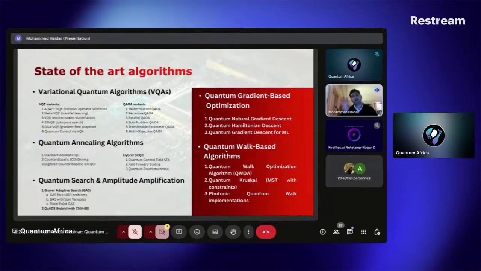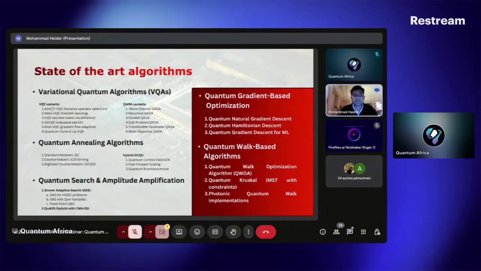So what's the state of the art of the algorithms in optimization problems? Variational quantum algorithms: most of you know that variational means you want to optimize your parameters in order to find your minimal solution. As you see, we have plenty of variants of the variational quantum eigensolver, which is a really important algorithm to find a minimum solution for a certain physical and chemical Hamiltonian. Like chemistry and physics, you have to use VQE. Most of you, I think, have heard about it.